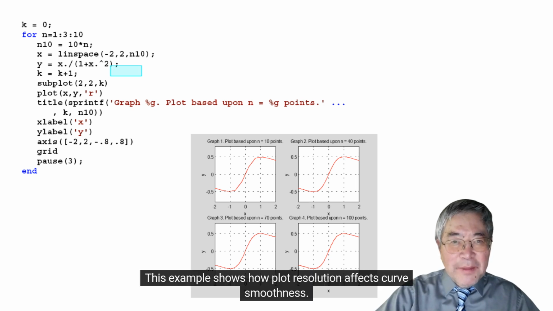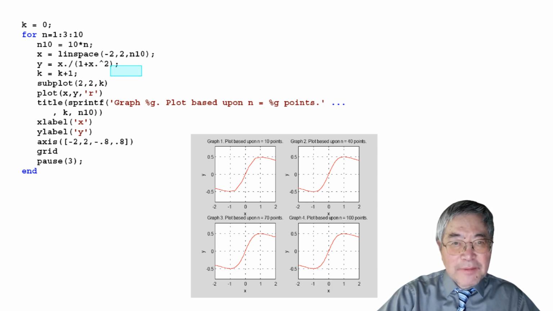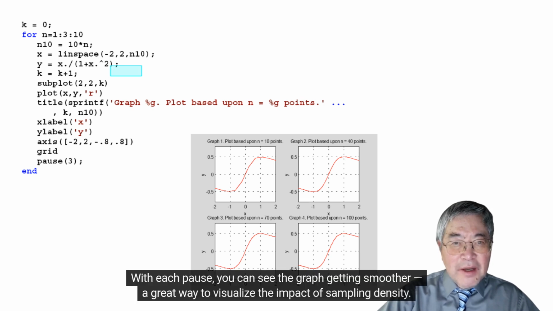This example shows how plot resolution affects curve smoothness. In a loop, we increase the number of x values using linspace, then compute y equals x over 1 plus x squared. We plot each result in a subplot grid with labels and titles showing the resolution. With each pause, you can see the graph getting smoother, a great way to visualize the impact of sampling density.